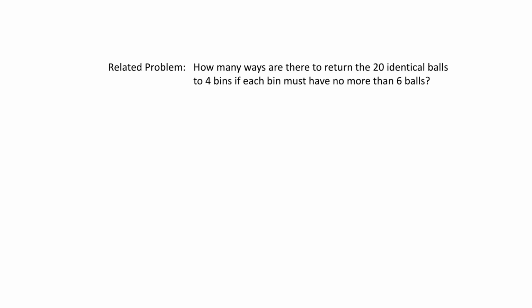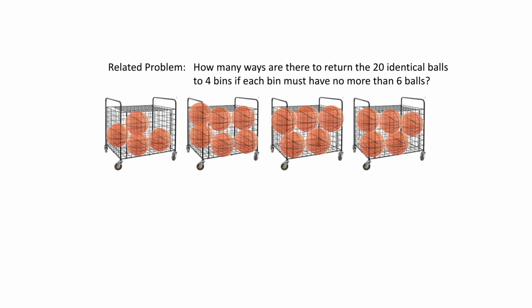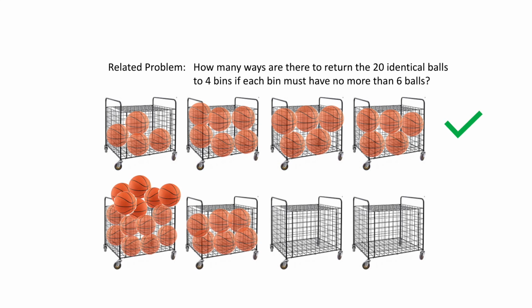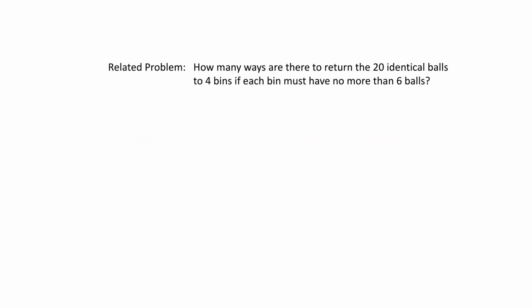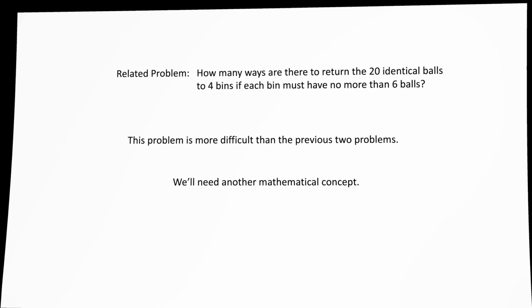Let's look at the hardest version of this problem. How many ways are there to put the balls away if each bin must have no more than 6 balls? So here's a picture that satisfies that requirement. And here's a picture that doesn't. See, that first bin has way more than 6 balls. And this one turns out to be a little bit more difficult than the previous 2. And so we're going to need another math concept to help us out here.